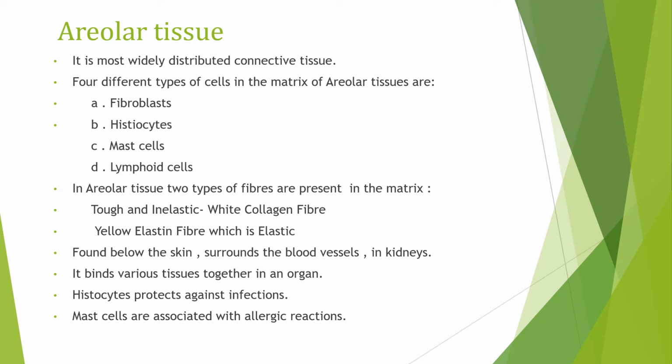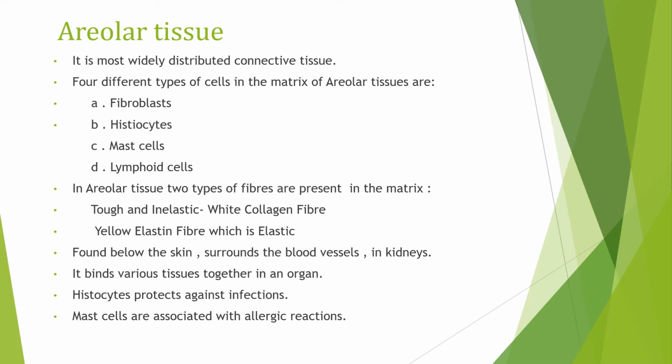Now areolar tissue, what is it, we will study. It is the most widely distributed connective tissue. This areolar tissue is composed of four types of cells which are present in the matrix of the areolar tissue, and in this matrix you can see two types of fibers are also present. The four types of cells are: number one, fibroblasts, which are large star-shaped cells and they secrete fibers.